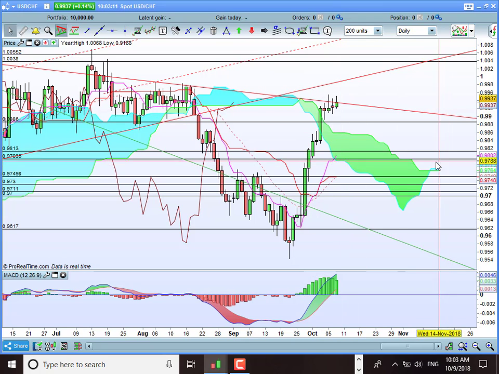Front cloud indicates that we are getting a trend change to the upside. So over the long term, the trend is changing. It's just a question whether this pullback will come back down to the cloud level here, and then we'll rebound from that zone.